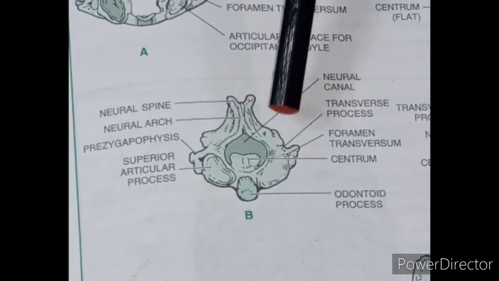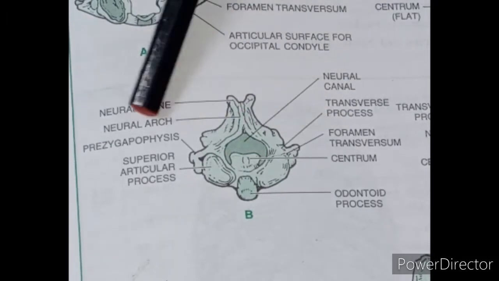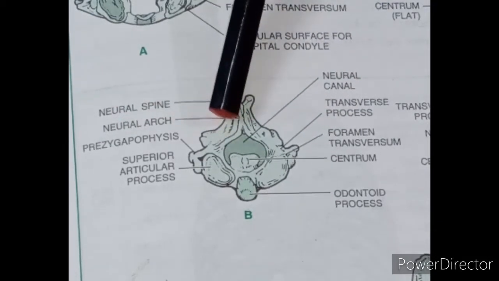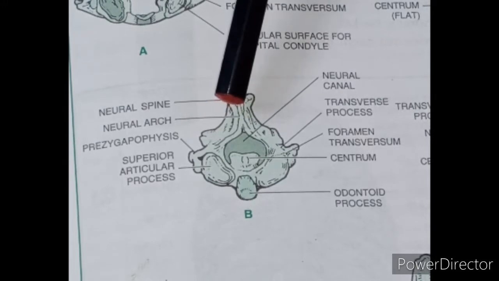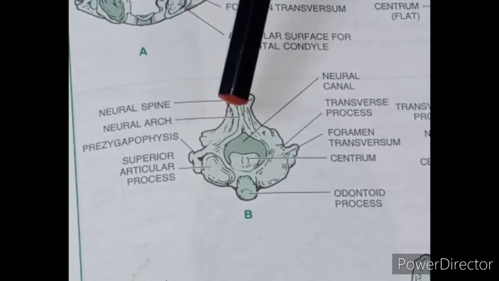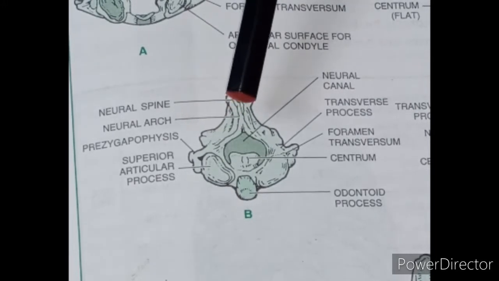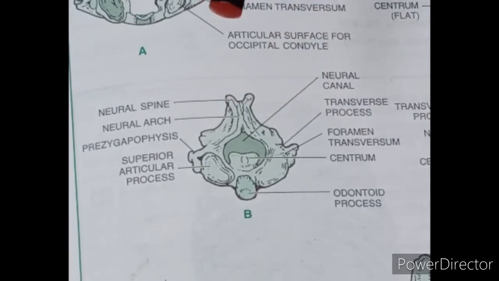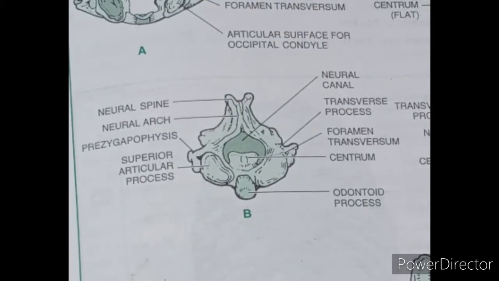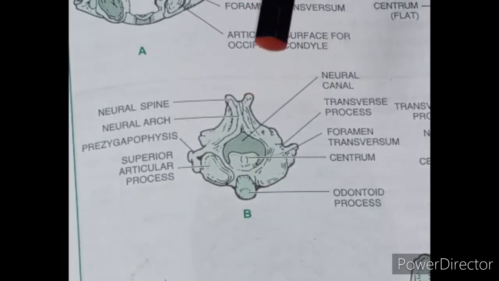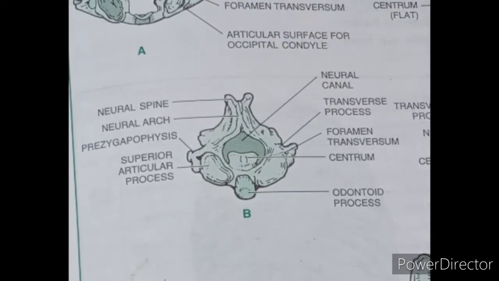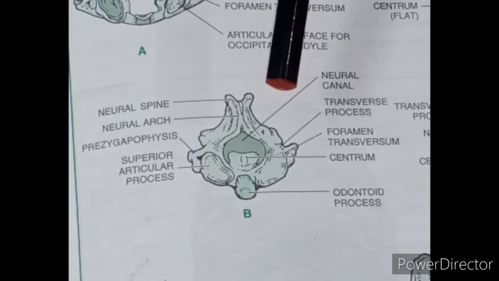This neural arch is also carrying a structure that is called articular facets. One in front and another one behind on either side. This articular facet actually helps in the joining of 2 vertebrae, one behind the other.